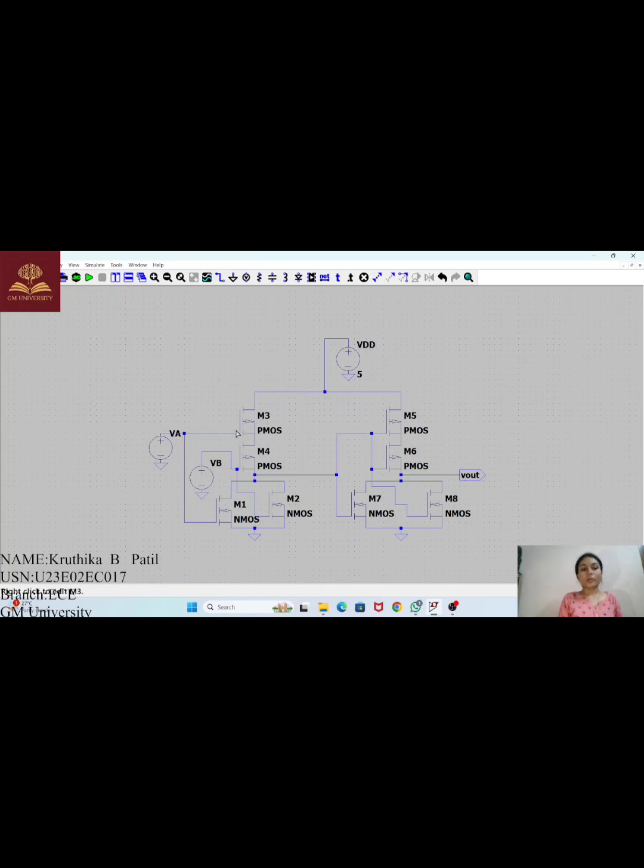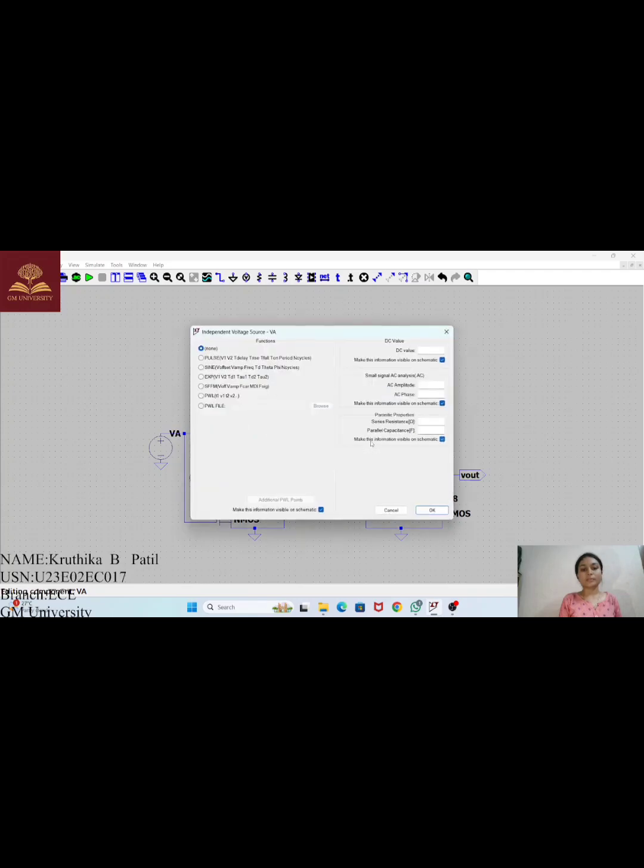The output of the first NOR gate is connected to the second NOR gate as the input, and the output of the second NOR gate is given as the output. Here we are using two voltage inputs. Let us give the input for the first voltage.